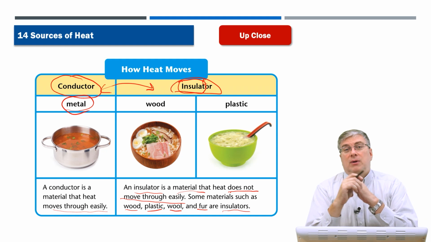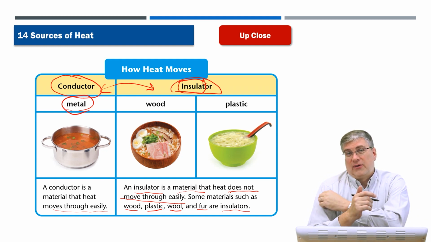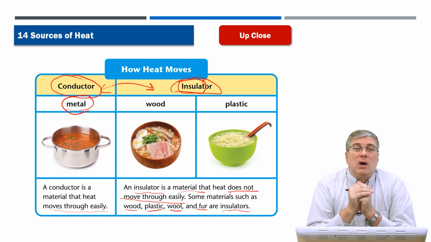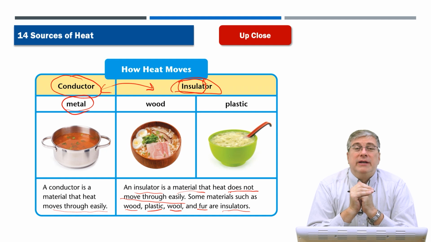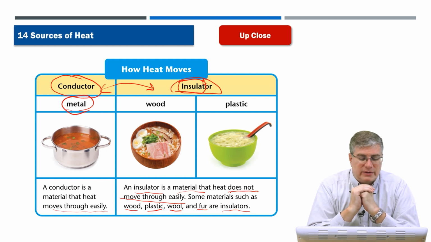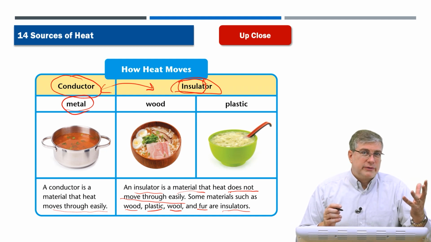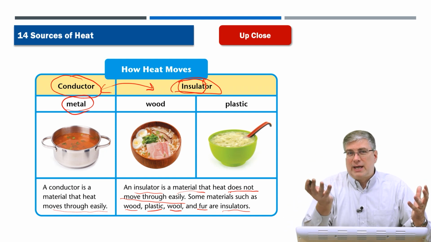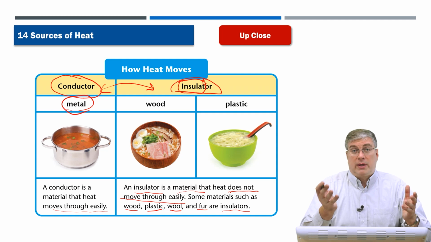Fur is a good example. Your pet cat or dog has a lot of fur on their body because they want to keep warm when it's cold. Fur helps insulate your pet from cold temperatures. And a lot of animals have fur to protect themselves from cold temperatures, especially in the winter. Okay, so we have conductors, energy moves through those easily, and we have insulators. Energy does not move through them easily. Okay, good.